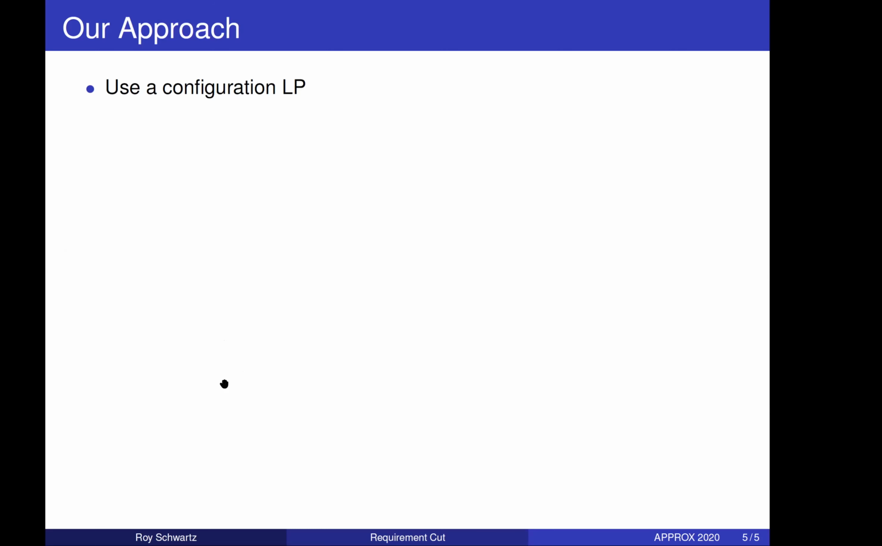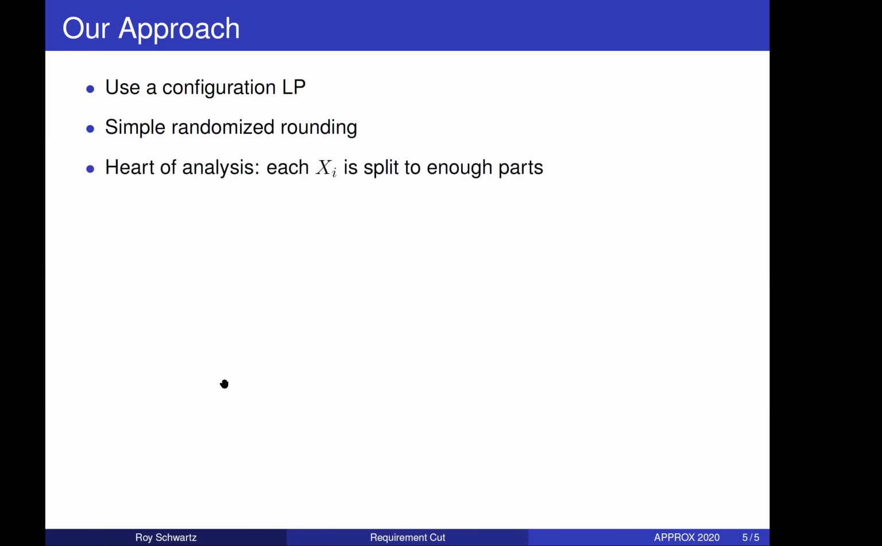We write the configuration LP for this, where we have a variable for every cut, essentially, and choosing a cut means removing all edges that cross the boundary of the cut. And then we apply something that is almost a simple randomized rounding, which is very surprising, that such a simple thing works. But the heart of the analysis is the fact that we need to show that each xi is split to enough parts in this randomized rounding.